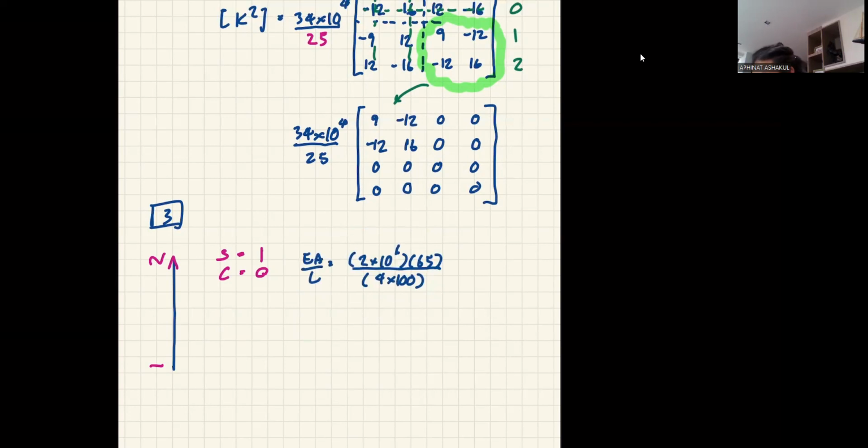Here is equal to 32.5 multiplied by 10 to the power of 4. So K for member number 3, that's going to be 32.5 multiplied by 10 to the power of 4. Now I have this. Cosine square is 0, right? Sine cosine is 0, 0, and sine square is 1. So that's all we have.